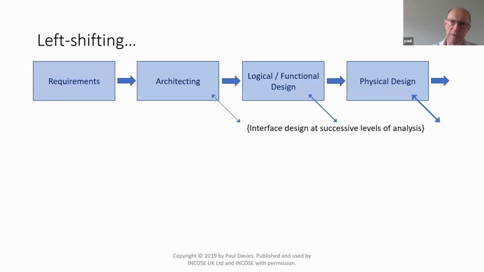All right, and I said I'd talk about left shifting in architecting. So this is what, at a very high level, the standards like IEEE 1220 and EIA 632 look like. So we do requirements, then architecting, then logical and functional design, then physical design, and we do the interface design at successive levels of analysis with no feedback.